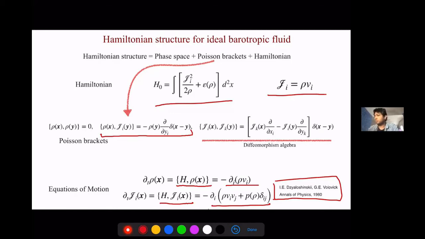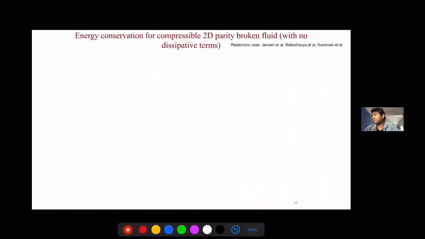Okay, so these are the two warm-up slides for energy conservation, and I'm going to apply exactly the same thing to the more general case. Now, as I said, I'm going to ask the question of energy conservation for compressible 2D broken parity fluids, and I have set dissipative terms to 0 because they obviously would not conserve energy.